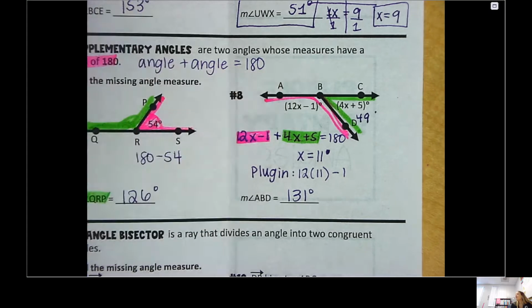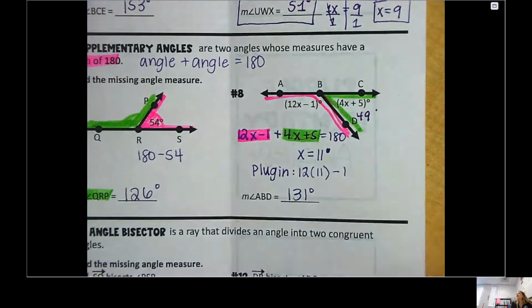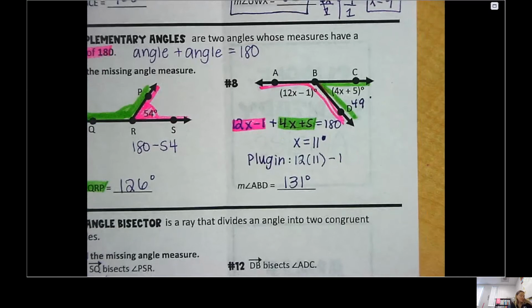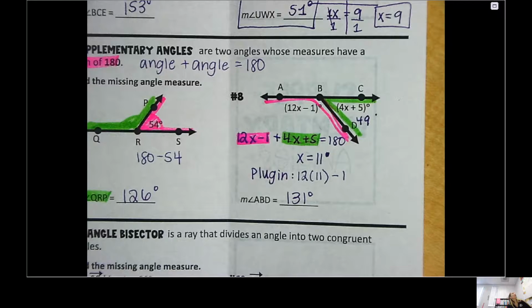Okay, so half the battle is really just, can you set the equation up right? And then the other half of the battle is solve for x. It's just algebra. Okay, questions so far? You feeling good? All right, we got 2 more. We're so close. We're doing grand, friends.